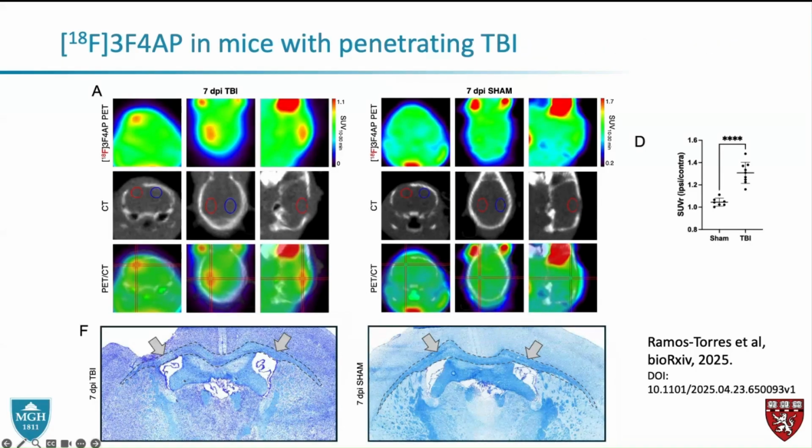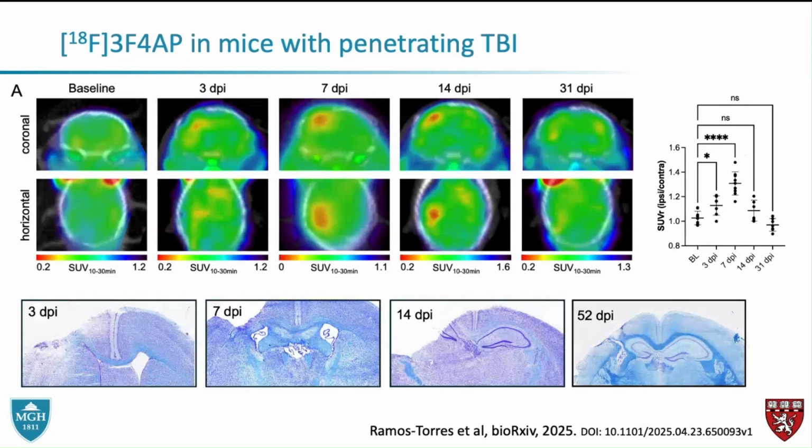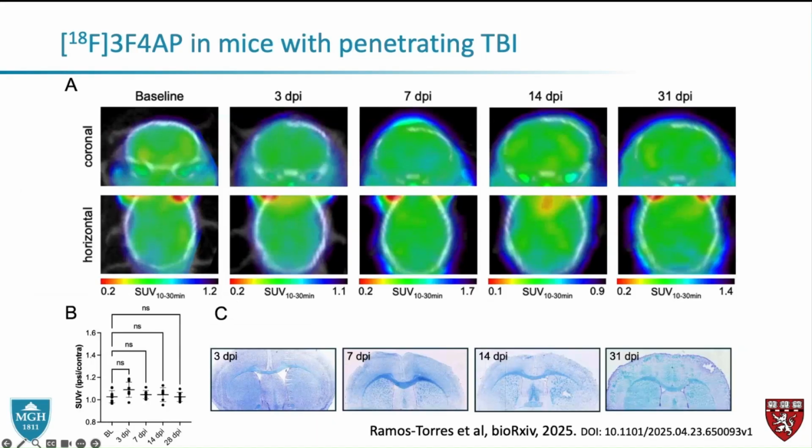So post-mortem histology on these animals confirmed that there was demyelination. Here you can see the cavity from the impact, and there's some demyelination in the corpus callosum. Whether there are other contributions from other potassium channels contributing to this signal is something that we still want to investigate. We followed these animals for over a month, and we can see that the signal appears as early as 3 days, it peaks at 7 days, and then it slowly goes away. And of course, we couldn't see anything on the sham animals.